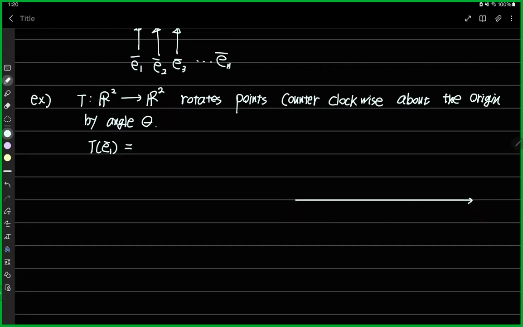So here is the X1 axis, and this one is the X2 axis. Where is E1? E1 is right here, which is 1, 0. And rotating means that the endpoint of this vector must move along the unit circle, so let me draw a unit circle.